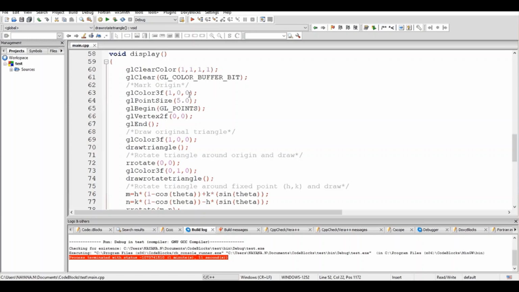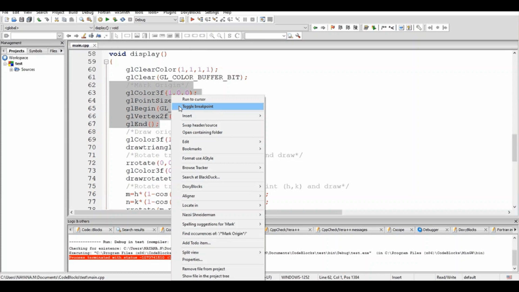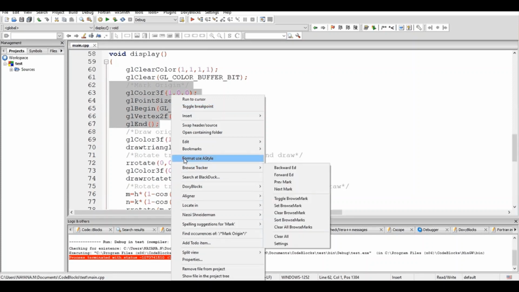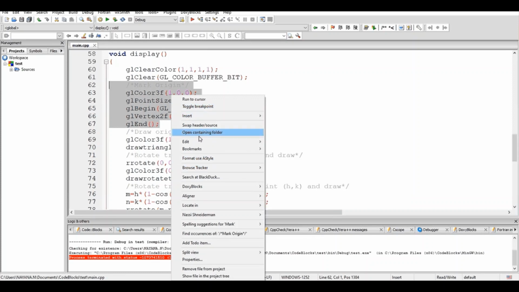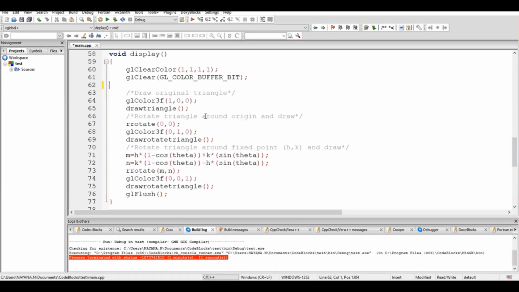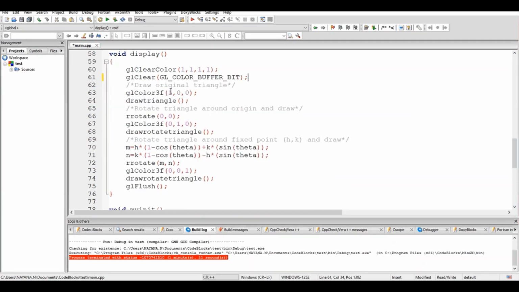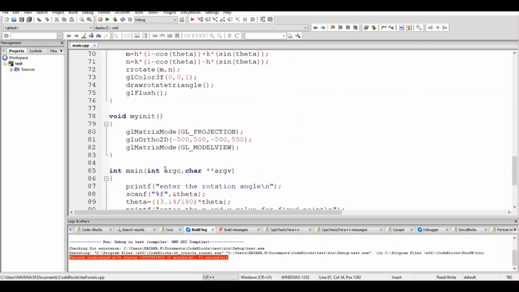Now this small code snippet here is actually helping me to mark my origin. It can be there, or you can remove that also, it doesn't matter. If you put it, you get to see the origin. That's it, nothing else. So this is the display function, and then this is the init function, and then the main.